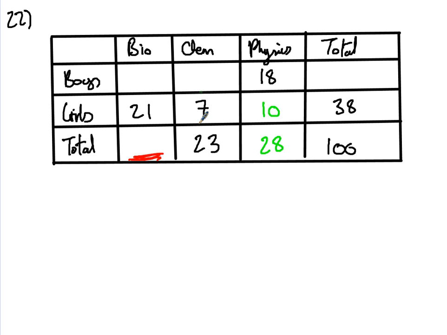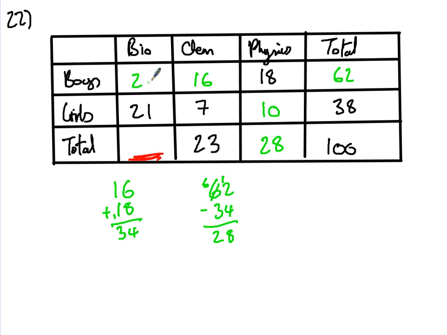Seven girls like chemistry, so if we do seven off that, that's 16. So 16 boys plus seven, 23 in total, like chemistry. I know there's got to be 62 boys asked, because this has to add to 100. Now, if we add our 16 and 18 together, that's 34. So we're going to add up to 62. So if I take 34 off 62, borrow 1 from your 6, so 12 take 4 is 8, 5 take 3 is 2, that's got to be 28.